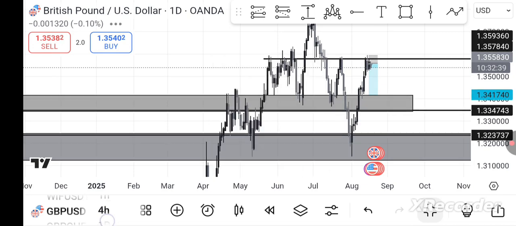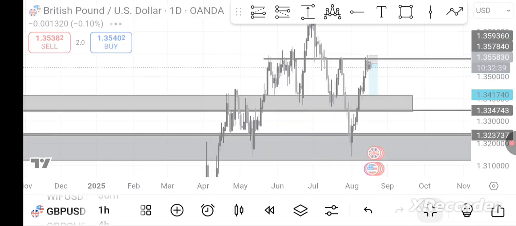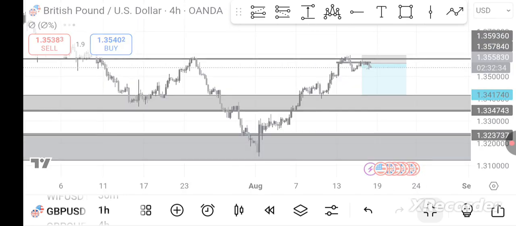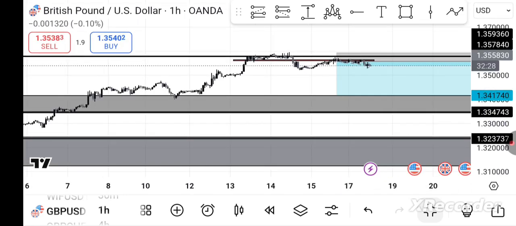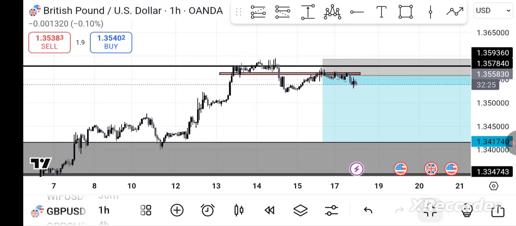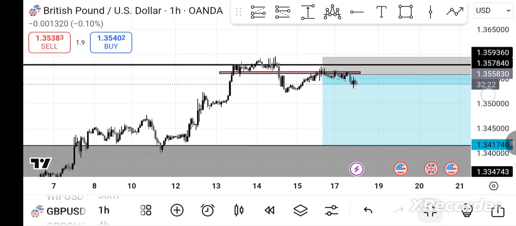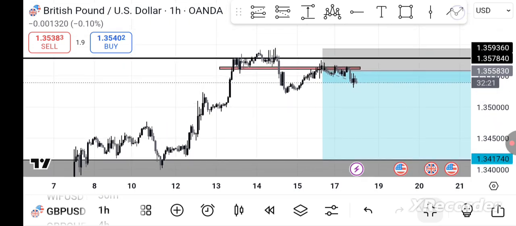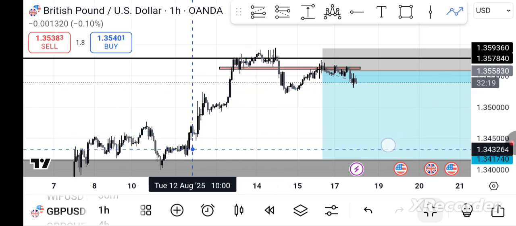So change of structure: it has been bullish from the downward here. Change of structure in the sense that you need to change its structure from bullish to bearish, because you are planning to sell. You are looking for an opportunity to sell. As you can see from here now, the market is bullish from here.